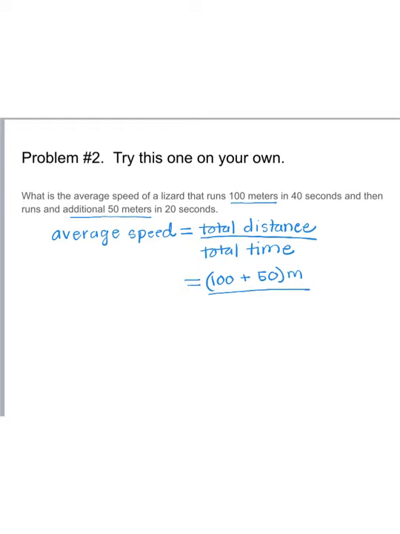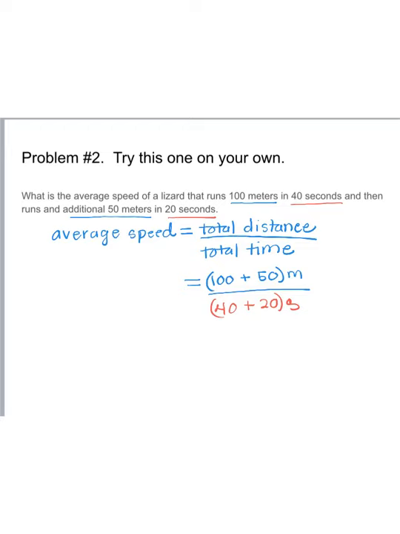And then, how long does he take to run? What's his total time? Well, I'm going to underline those in a different color. I'm going to underline those times in red. His times are 40 seconds, so he goes 100 meters in 40 seconds. And then he goes that additional 50 meters in 20 seconds. So the total time is 40 plus 20, and that's in seconds.